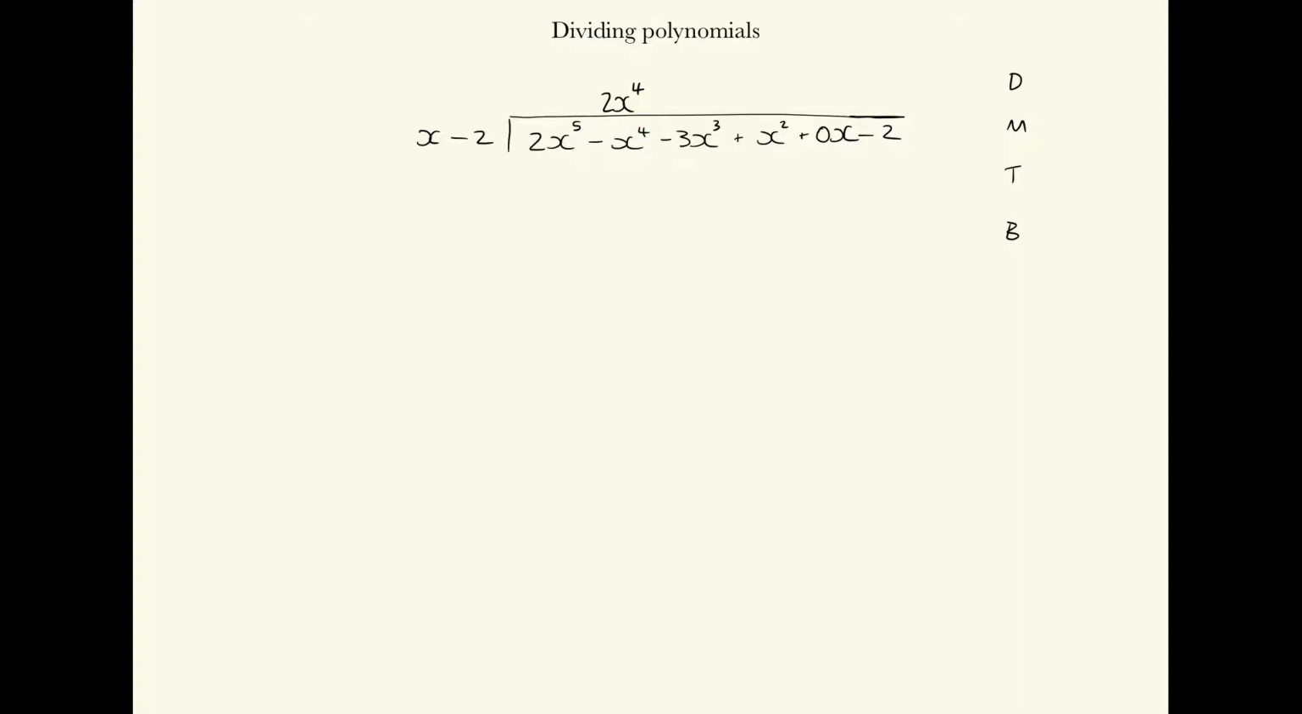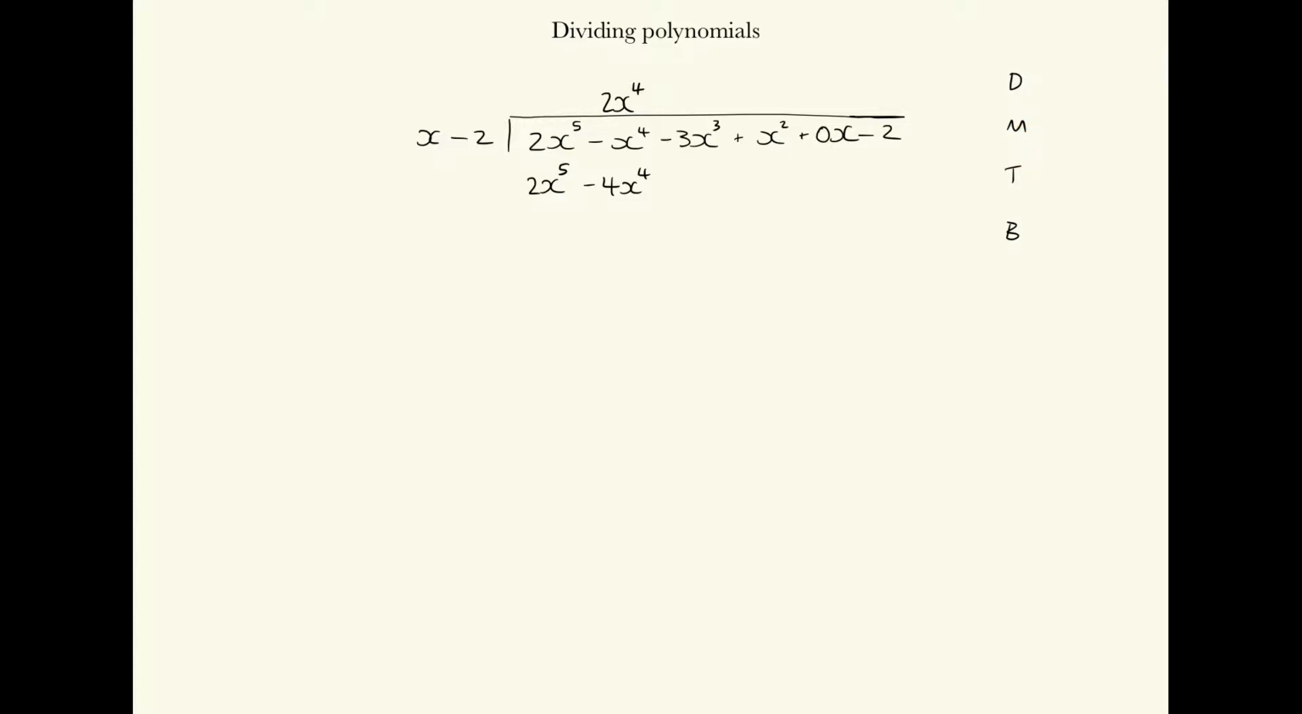All right, so now that I've divided, I'm now going to multiply what I just wrote by both x and by negative 2, and the answers will go below here. So 2x to the power of 4 multiplied by x, well, that's just 2x to the power of 5. And 2x to the power of 4 multiplied by 2, well, that's minus 4x to the power of 4.